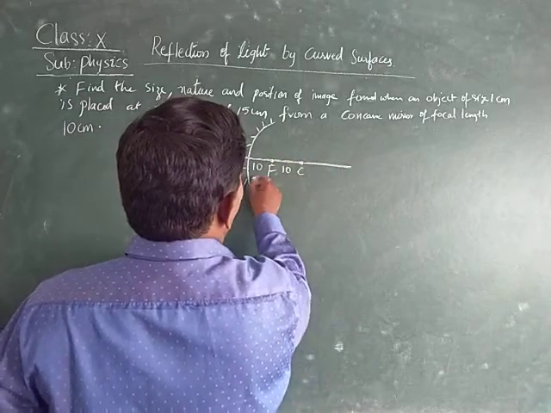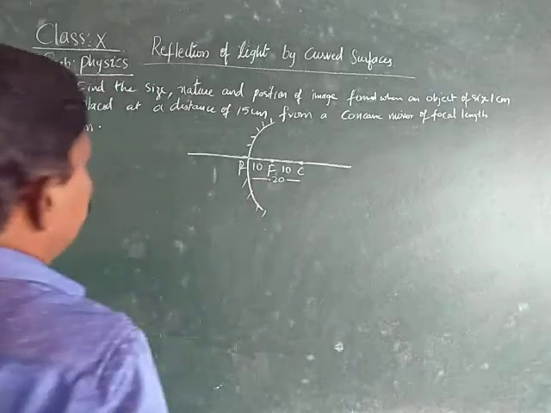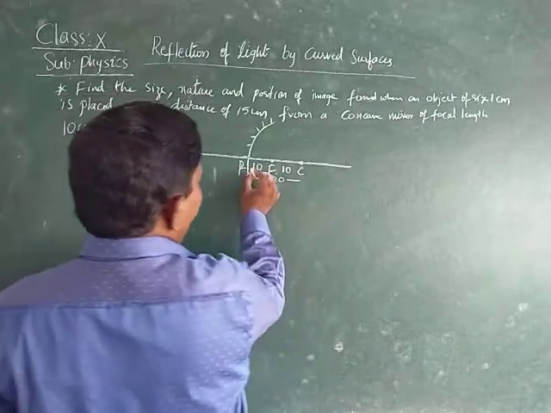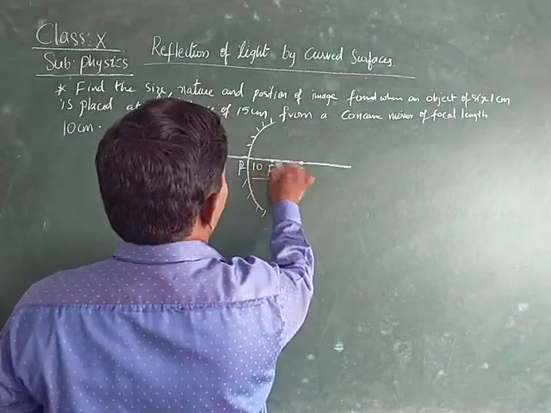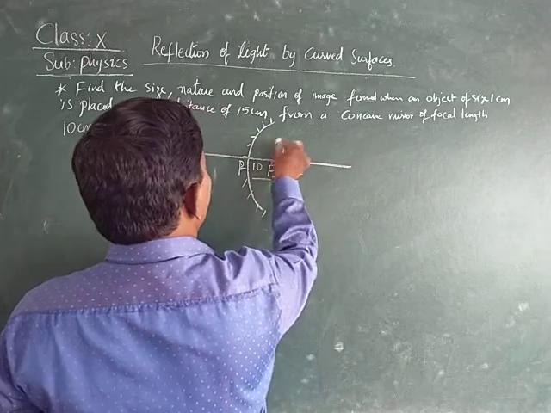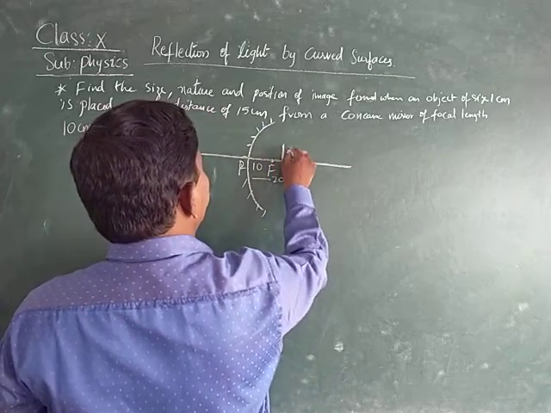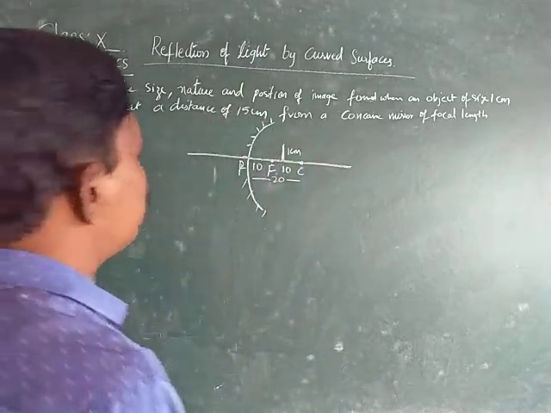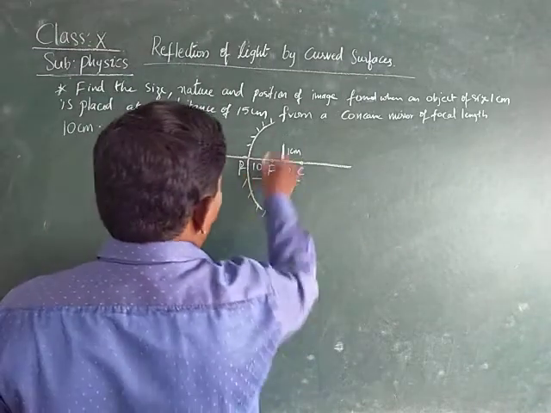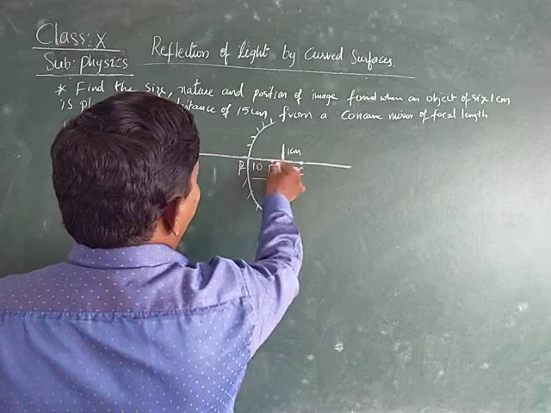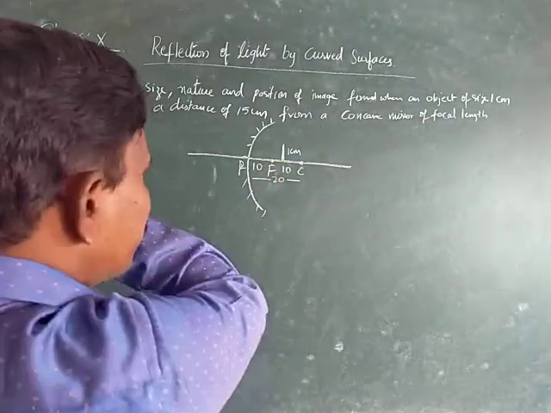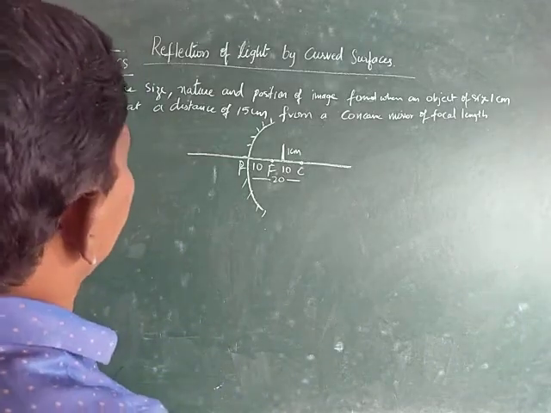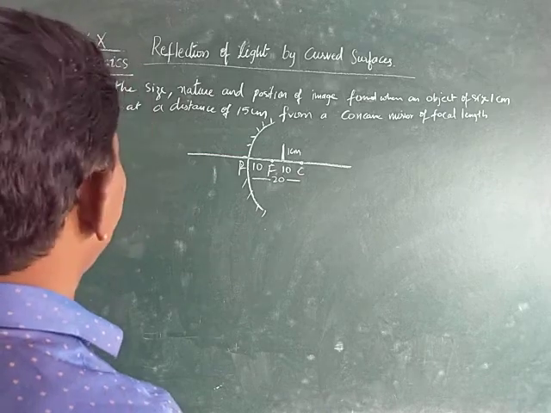Therefore, what is the radius of curvature? 20. Now, what is the object distance? 15. 15 means where? 10 plus 5. Just in between F and C. What is the size of the object? 1 centimeter. Like this we should draw. Here the object is placed in between F and C. Size of the object is 1 centimeter.